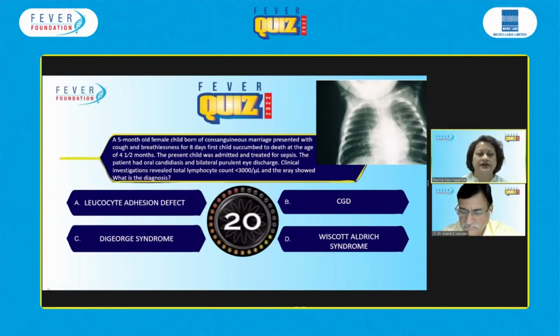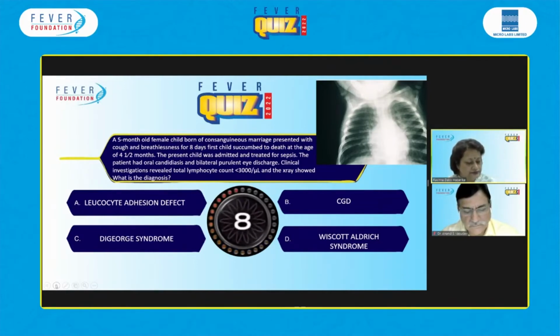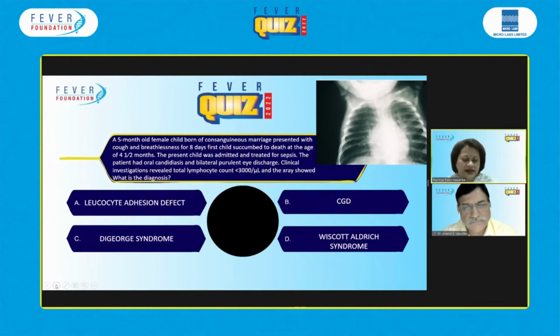You can see the X-ray, look at it carefully. So what is your diagnosis? What condition does this child have? A, leukocyte adhesion defect. B, CGD or chronic granulomatous disease. C, DiGeorge syndrome. And D, Wiskott-Aldrich syndrome. Your time starts now. So let us look at what is the correct answer.